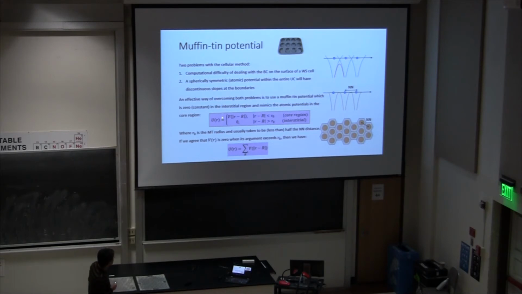The nice thing about this potential is that, of course, it solves the problem of discontinuous slope here. You see, the discontinuous slope problem of the cellular method will go away when you have this potential, because the muffin tin potential goes smoothly to 0, it becomes flat, and then smoothly comes back up when you go to the next atom. Okay, so everything is very smooth here.